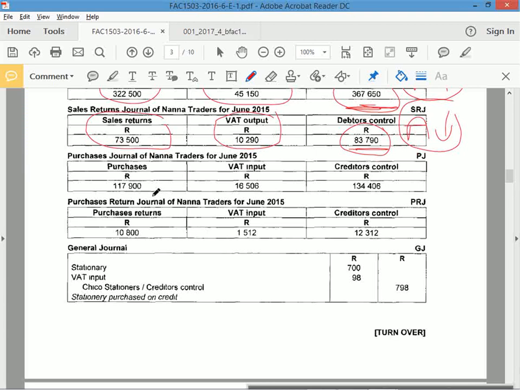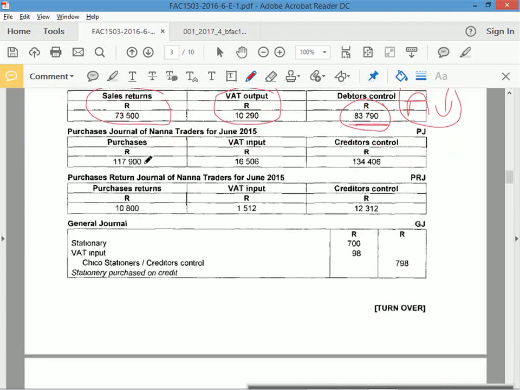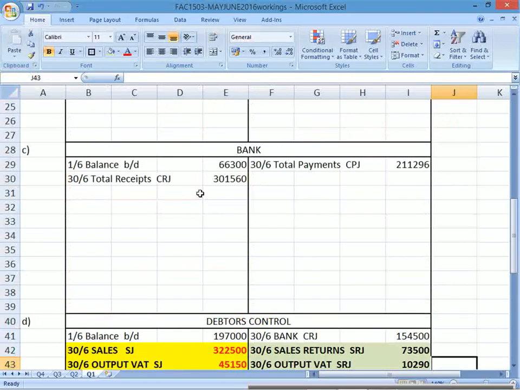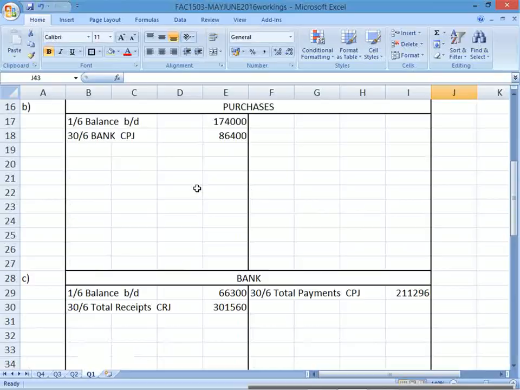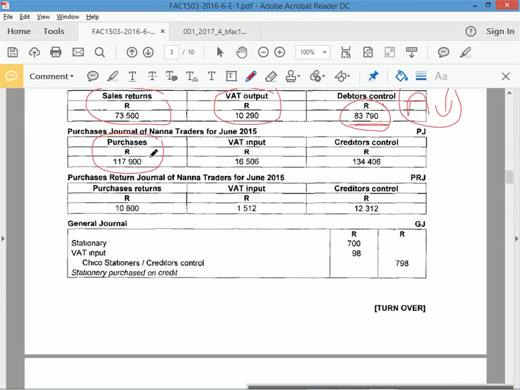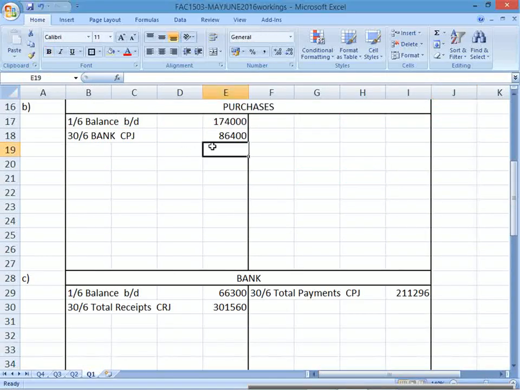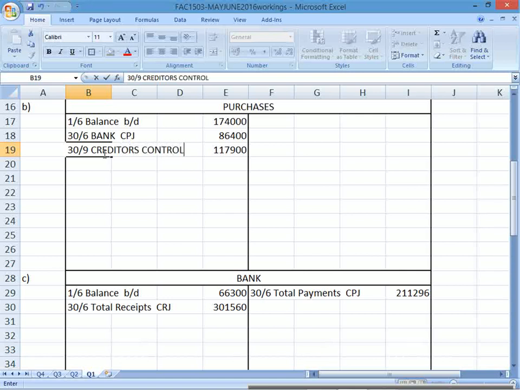Next journal, purchases journal. Purchases will affect who? The creditors. Purchases was asked for. Where's my purchases account? There's my purchases account. If I'm buying on credit, purchases will go up. 117,900. 30th of the 9th. Creditors control. PJ, purchases journal. That's what they called it.